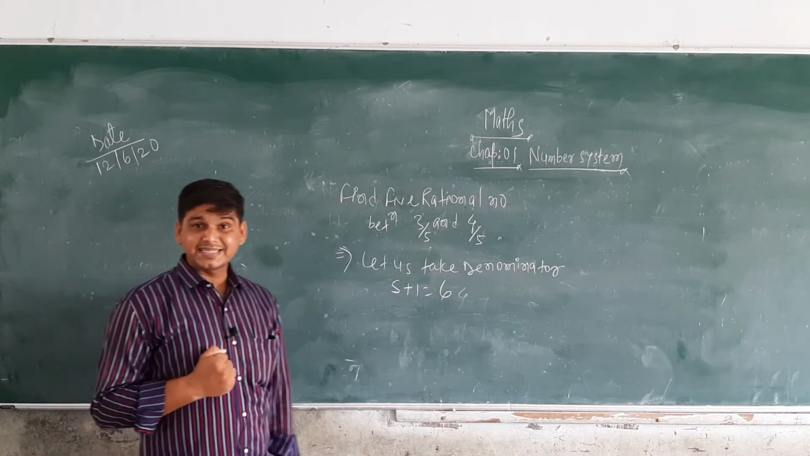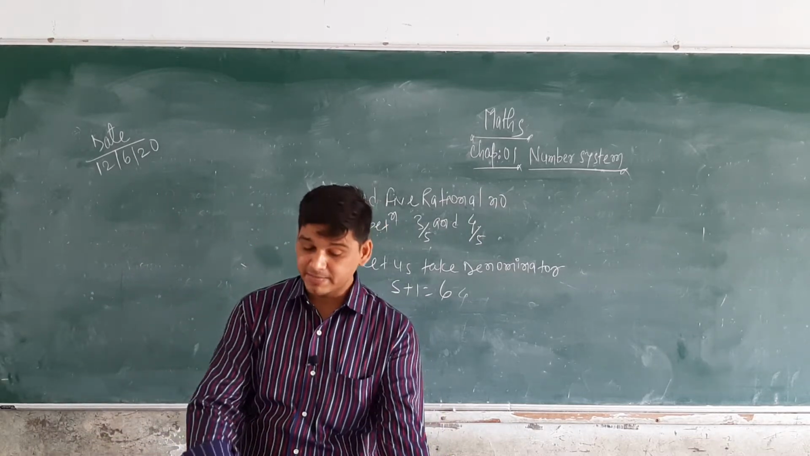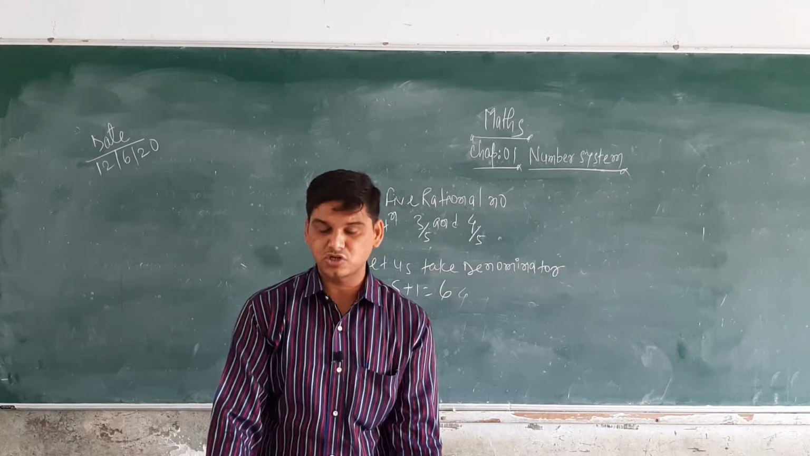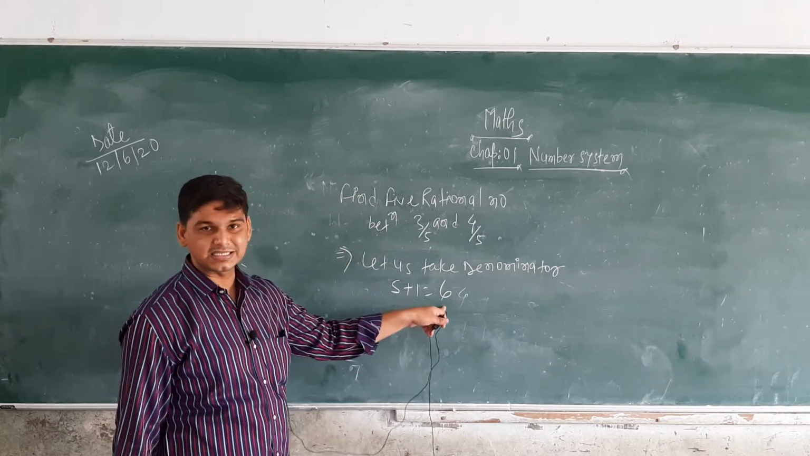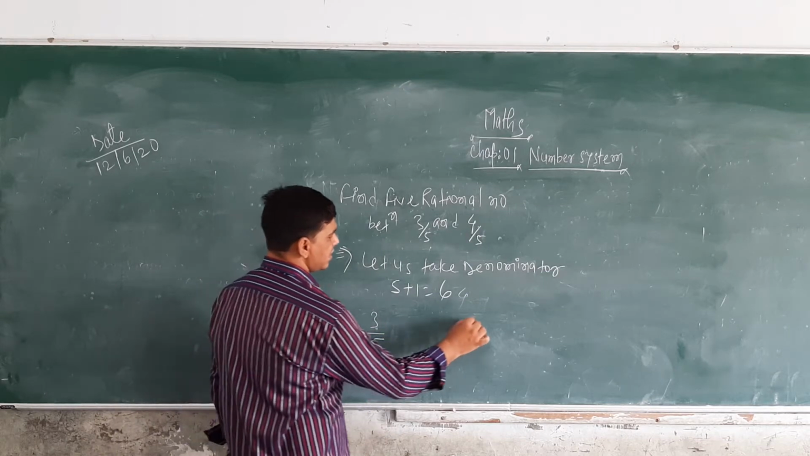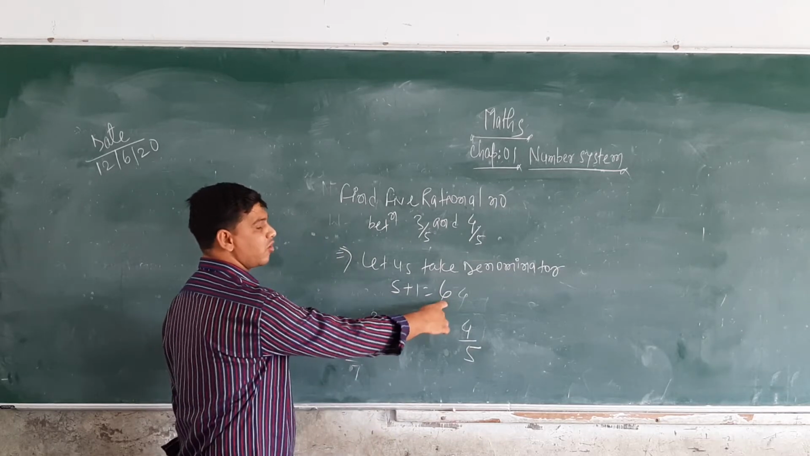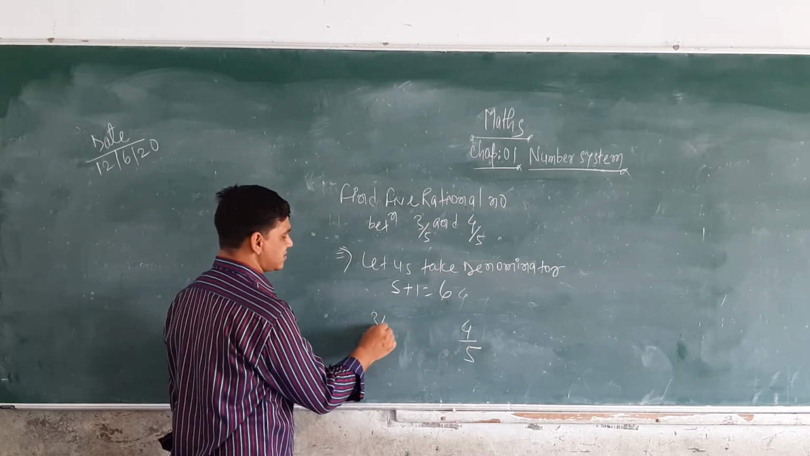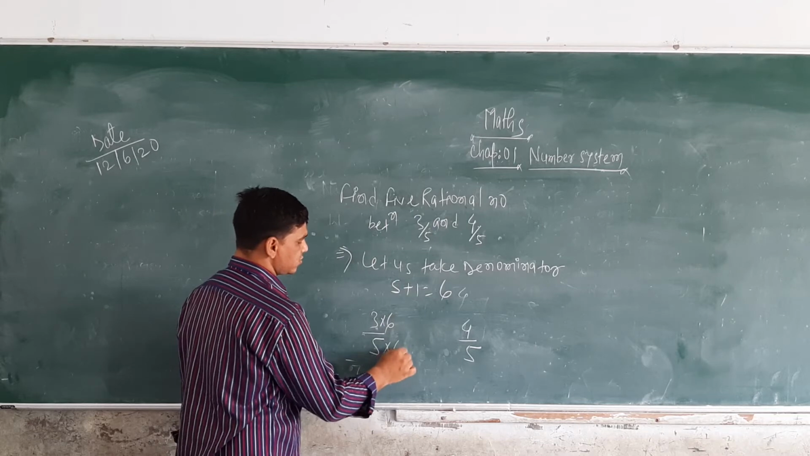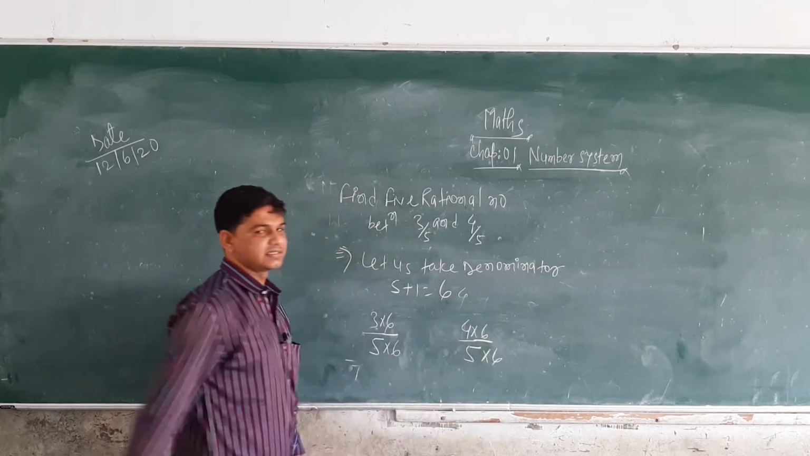Now 6 is there. So now we have to find 5 rational numbers between 3 by 5 and 4 by 5. That should be multiplied with 6 in the form of the denominator. So 3 upon 5, one number, and another is 4 by 5, and that is multiplied with what? Multiplied with 6, into 6 here and also 6 here, right?